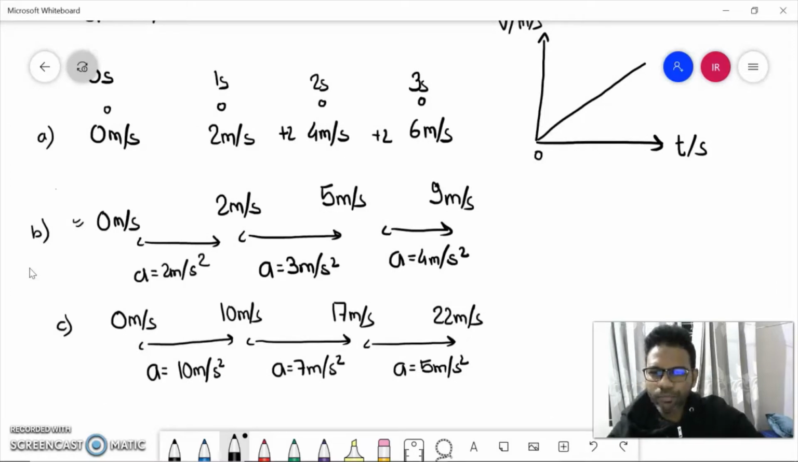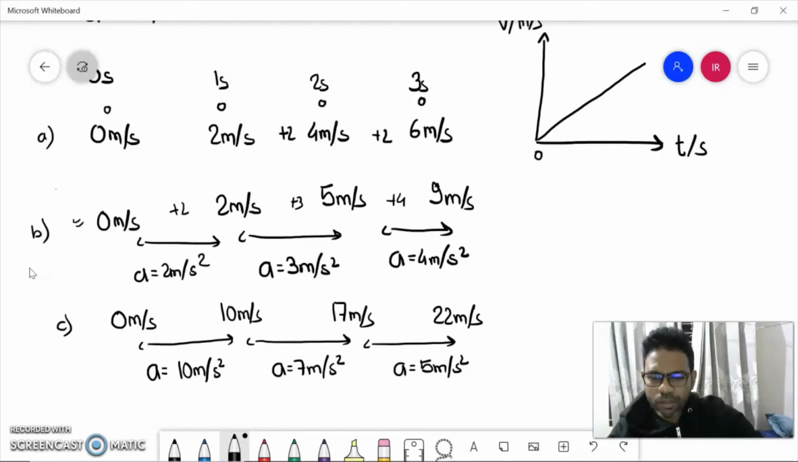So again, we take another scenario where the object starts from rest. At 0 seconds, the velocity was 0. After 1 second, the velocity increased to 2 meters per second. So we can say the acceleration is 2 meters per second square. Between 1 to 2 seconds, we find the velocity increases by 3, not by 2. Previously it was increasing by the same amount, but now it's increasing 2 in the first second and plus 3 in the next second. And then from 2 to 3 seconds, the velocity increases by 4.